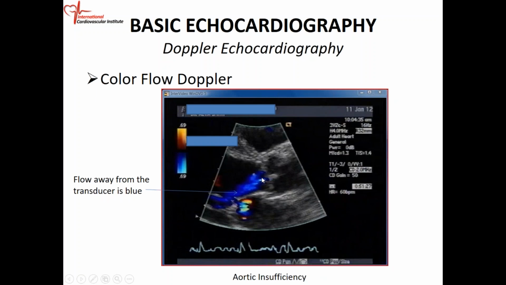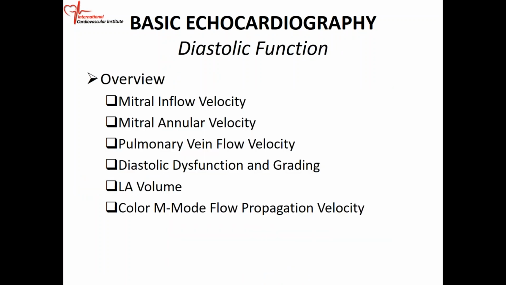If you have aortic insufficiency, aortic regurgitation, transducer is right there. Blood is moving from the aorta, going across the aortic valve, across the left ventricular outflow tract, back into the left ventricle. It's moving away from the transducer. So when you look at aortic regurgitation or aortic insufficiency, it's going to be shades of blue. If you have a lot of turbulence, then it's going to be mosaic, but it's moving away from the transducer. Flow towards the transducer will be shades of red. Flow away from the transducer will be shades of blue. And you have to remember that.